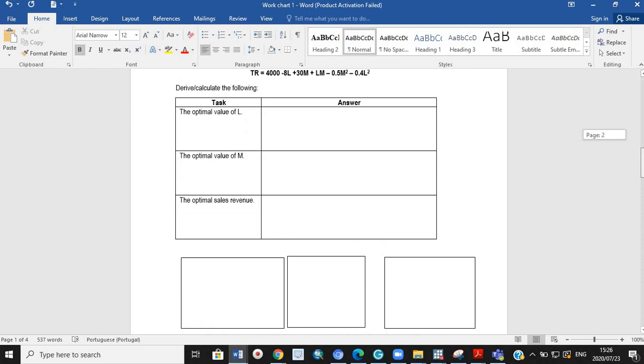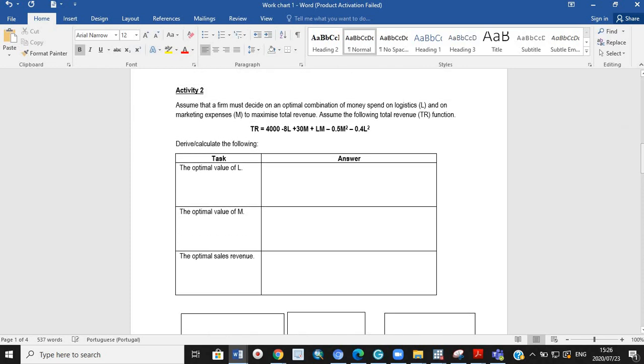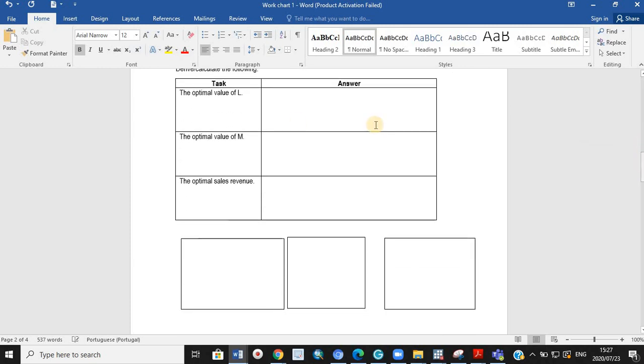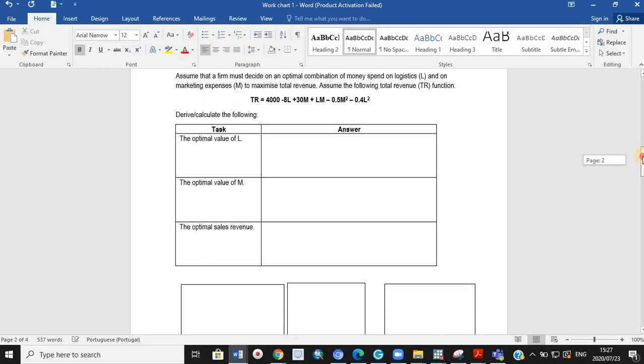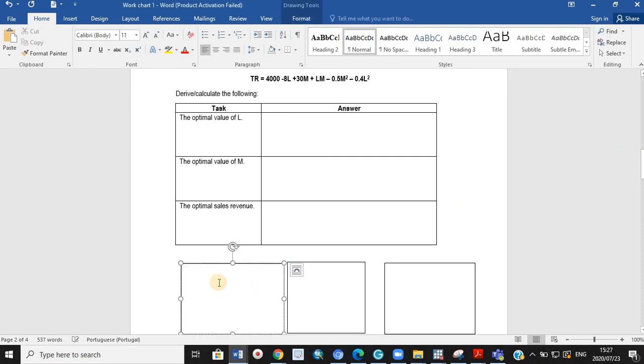Okay, so it says assume that a firm must decide on an optimal combination of money spent on logistic L and on marketing expenses M to maximize total revenue. Assume the following total revenue TR function. Okay, so we will just do the same. The optimum value of L. That means we'll need first to do the derivative.